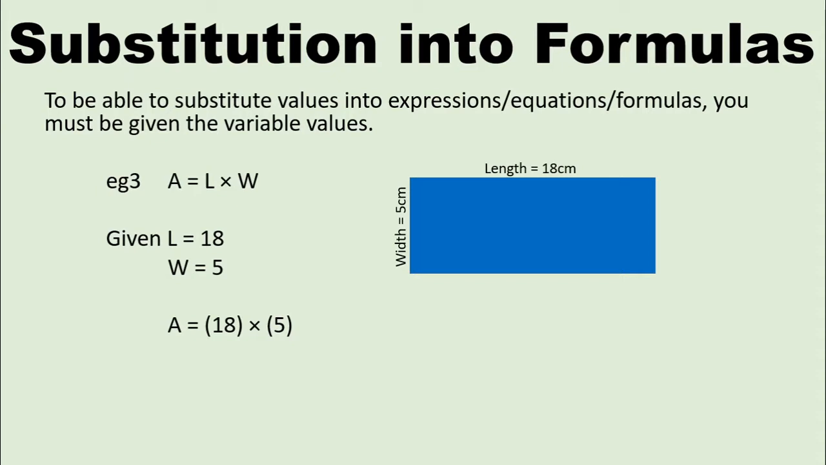So I can now work out what the actual area is if I know the values of the variables in this formula. So 18 times 5, that's 90. And because I know this formula is working out an area, I know what this represents. It's 90 centimeters squared of area because our width was in centimeters and our length was in centimeters.